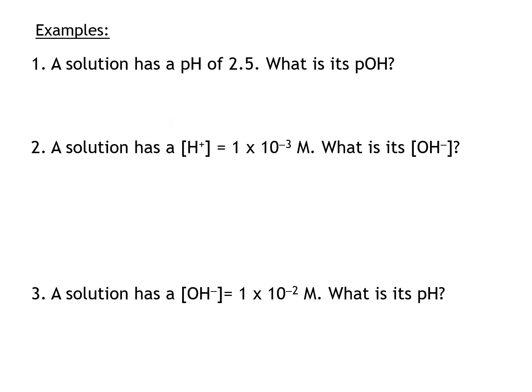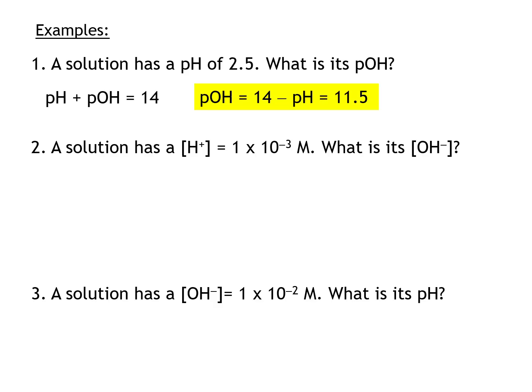So some more examples. We have a solution that has a pH of 2.5. What is its pOH? Remember, we have that really nice relationship that pH plus pOH is equal to 14. So we're just going to go 14 minus whatever the pH was, so 14 minus 2.5, and we get a pOH of 11.5.